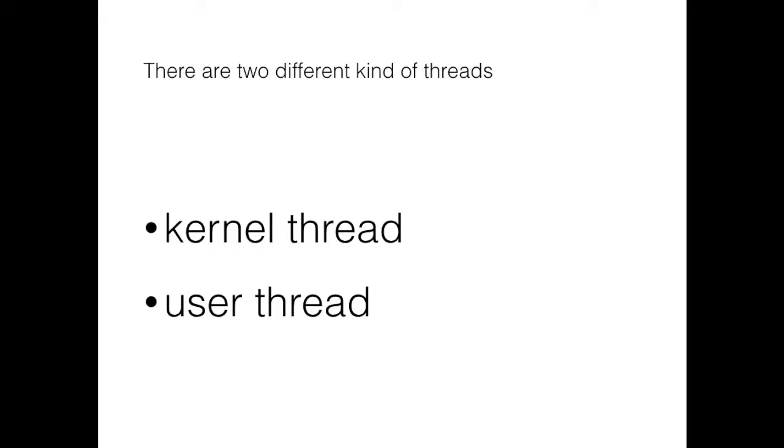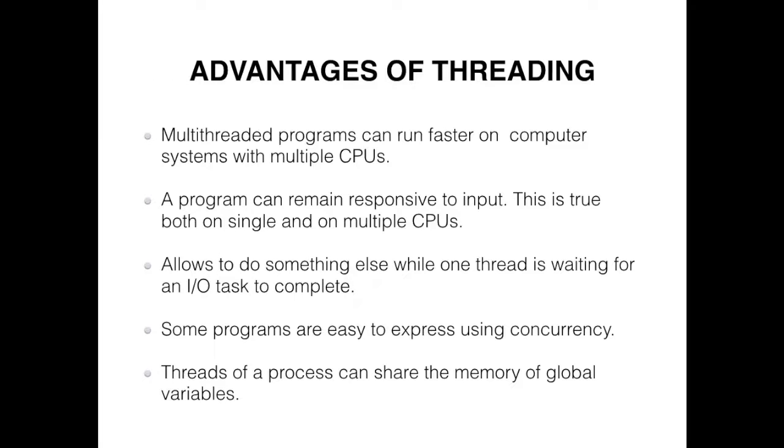Now each process has at least one thread and that is the main thread. So if you don't even create a thread inside a process, it has at least one thread and that is the process itself. Now let's talk about the advantages of using threading.